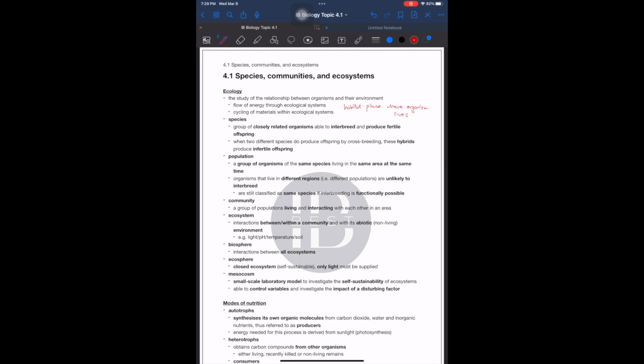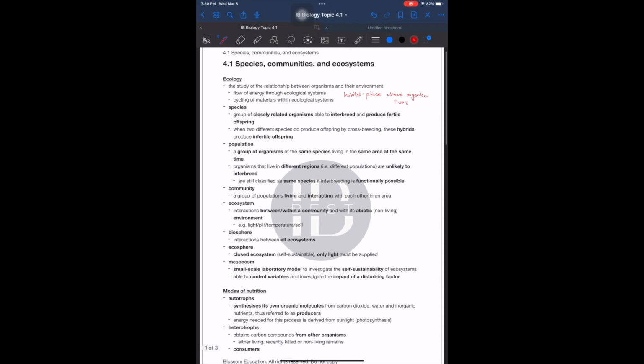To help you understand this, these are all going in order of size, if you think about it. A population contains species, and then there's the community that contains those two, and then ecosystems further out. The biosphere is the biggest, and so on.